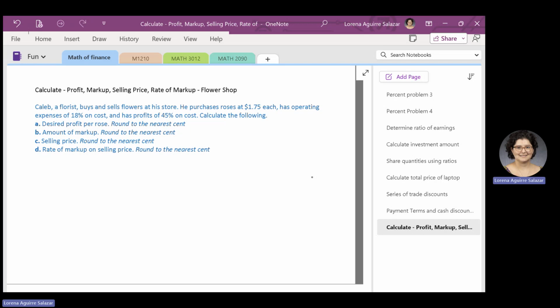The cost of a rose is the amount paid by Caleb after both trade discounts and cash discounts. The cost of a product is denoted by the letter C for cost. So here we have C equals 1.75. The amount of markup, also known as margin or gross profit, is the difference between the selling price and the cost of the product. The markup, and we write MU, equals P for price minus cost.